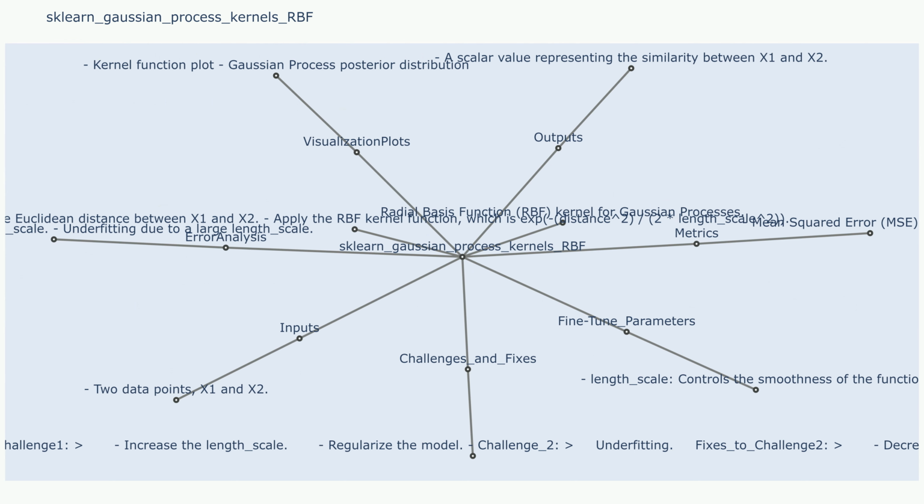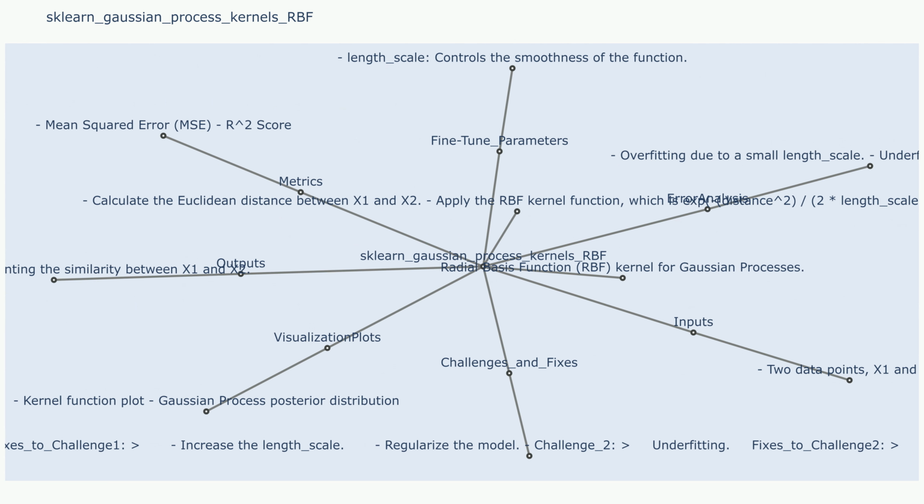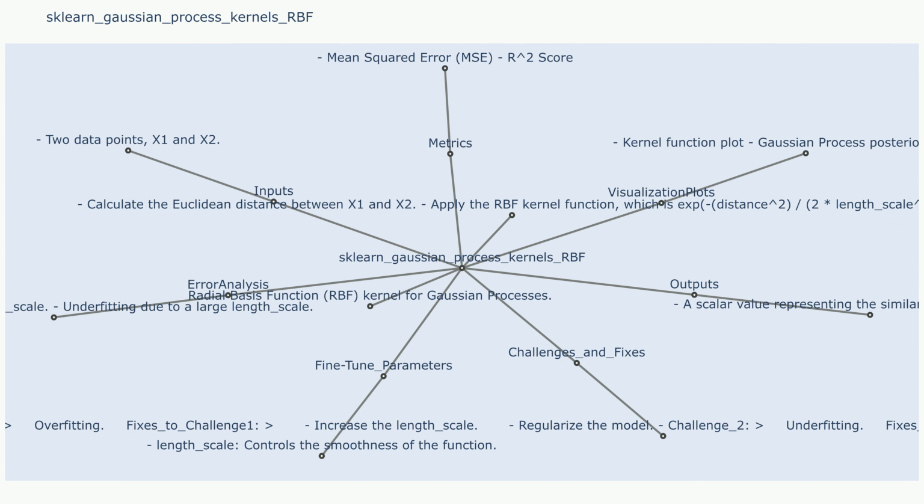Challenges and fixes. Challenge 1: explain in detail overfitting to the training data. If the length scale parameter is too small, the kernel function may overfit to the training data, resulting in poor generalization to unseen data.